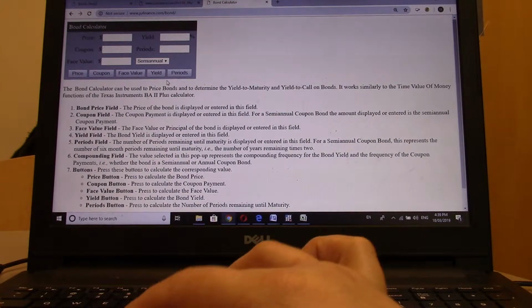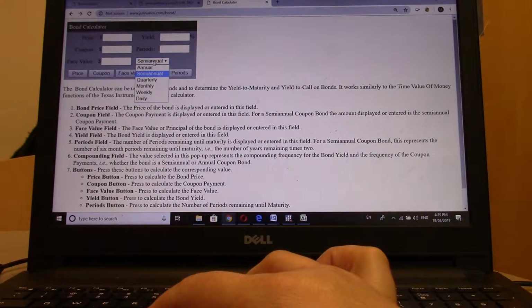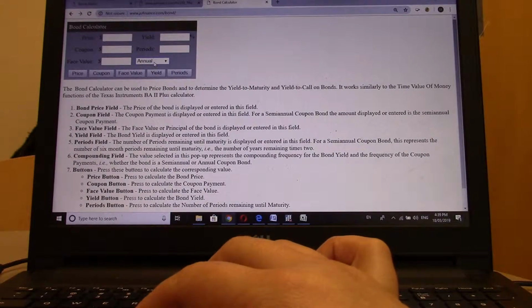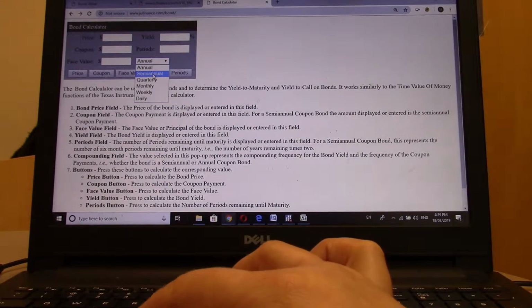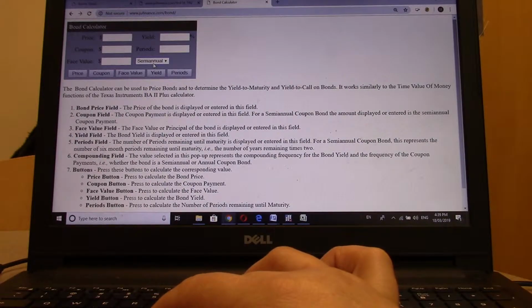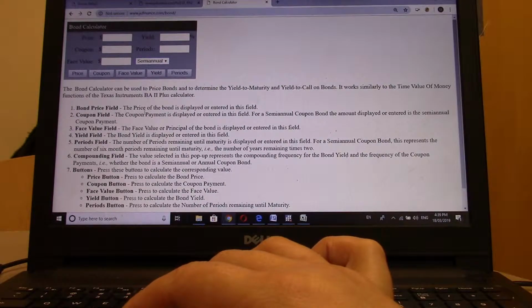Here you need to be careful, and there's a choice for either semi-annual or annual. Annual means the coupon is paid once a year. If it's semi-annual, the bond coupon is paid twice a year. Most of the time, a company's coupon is paid twice a year. So semi-annual coupon bond is the normal way for the bond coupon to be paid. Okay, so you can use this one.